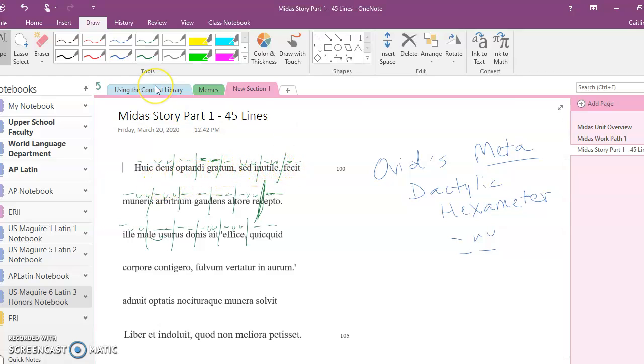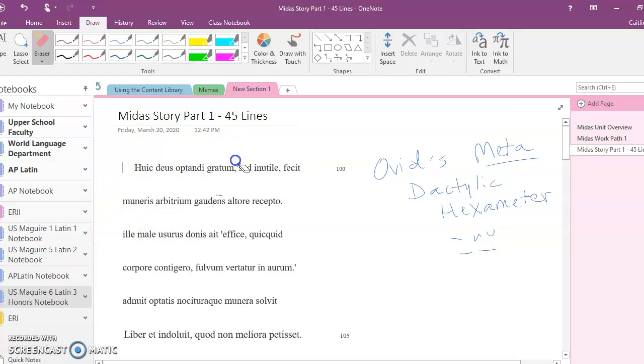Yeah, it's hard to read, but again, a long versus a short syllable is how much time we spend saying it. So huic is a long syllable, and I'm going to spend as much time saying huic as I do on deus. Huic deus optandi gratum sed inutile fecit. So it's kind of a speed thing. Think of this as 2 half notes, and think of this as a half note and 2 quarter notes if you're musically inclined. Right? So it does affect how we pronounce it, and it does affect how the poem sounds when a Roman would read it out loud.